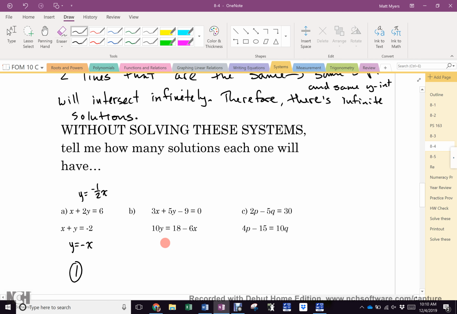This one. 5y equals negative 3x, yes? So what does y equal? Negative 3/5 x, yeah? So let's go to the second one. Y equals negative 6 over what?